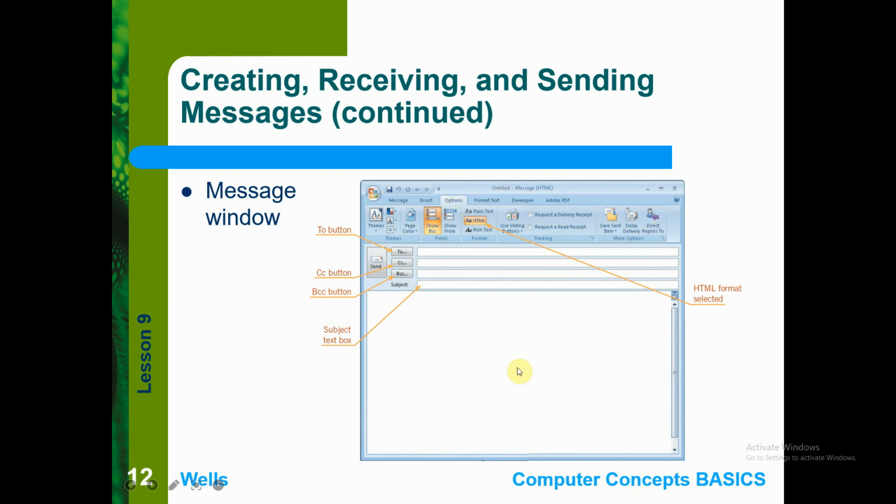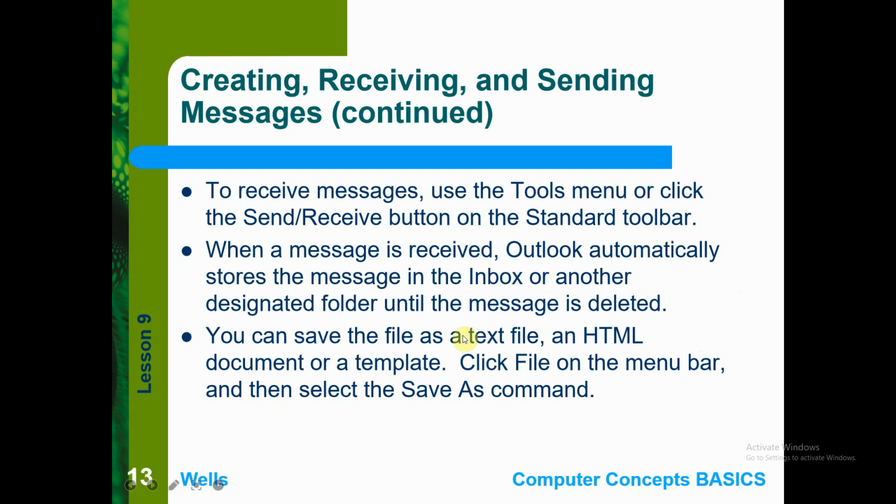So here is where you input. If you have an attachment, usually you will see it in formats and others, or here under insert, in the insert tab. So, to receive messages, we use the tools menu or click on the send receive button on the standard toolbar. So it will receive. Outlook automatically stores the message in the inbox or other designated folder. You can assign in its settings which folder will save all the messages that arrive, or until it is deleted.